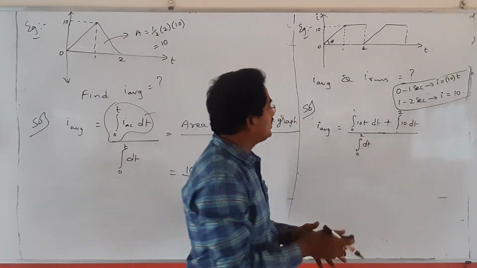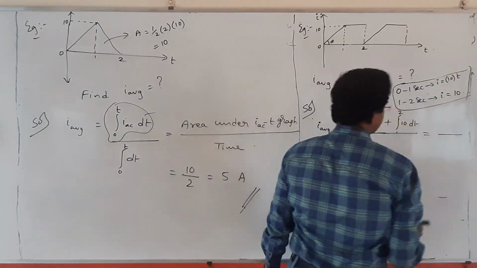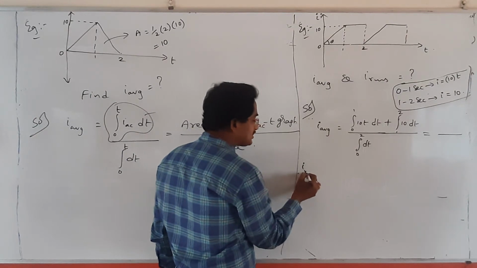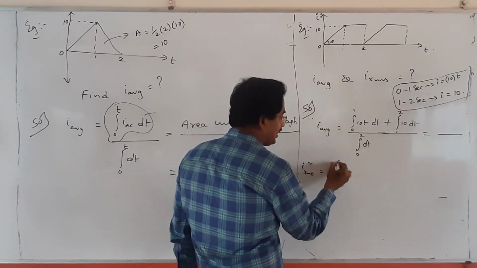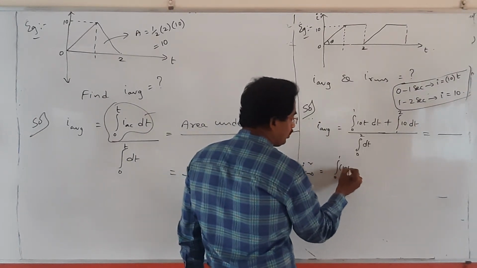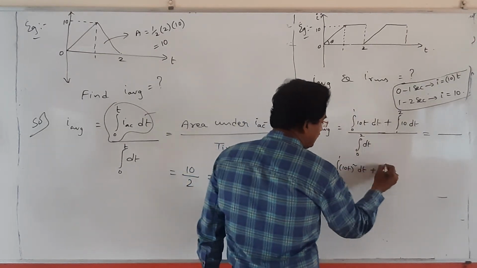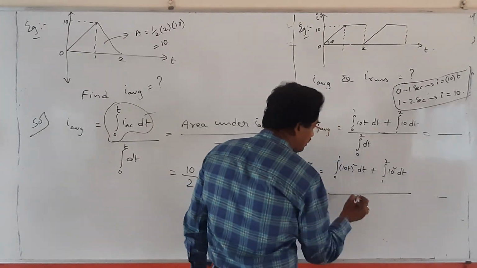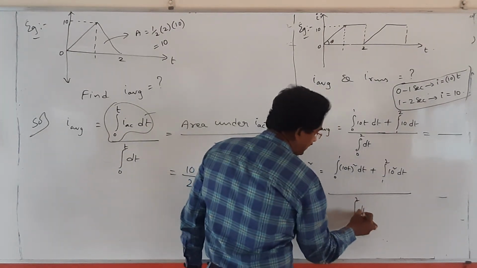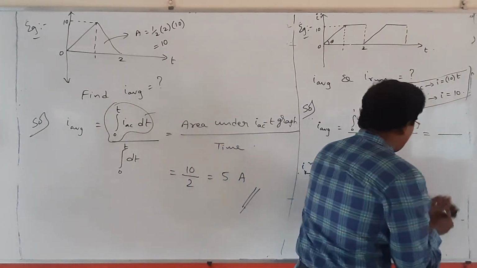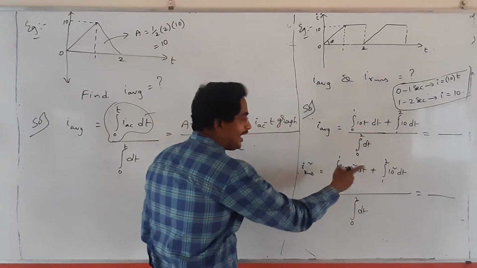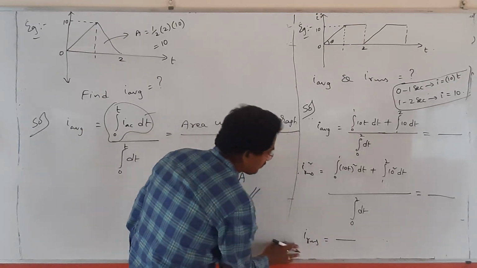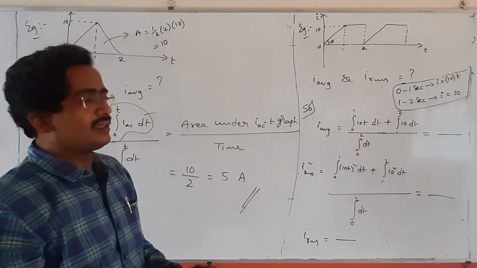So if you solve that, we can get I average. Similarly, I_RMS squared equals the integral 0 to 1 of (10t) whole squared dt plus the integral 1 to 2 of 10 squared dt, divided by the integral 0 to 2 of dt. If you solve it, we can get I_RMS squared. From that you have to find I_RMS.